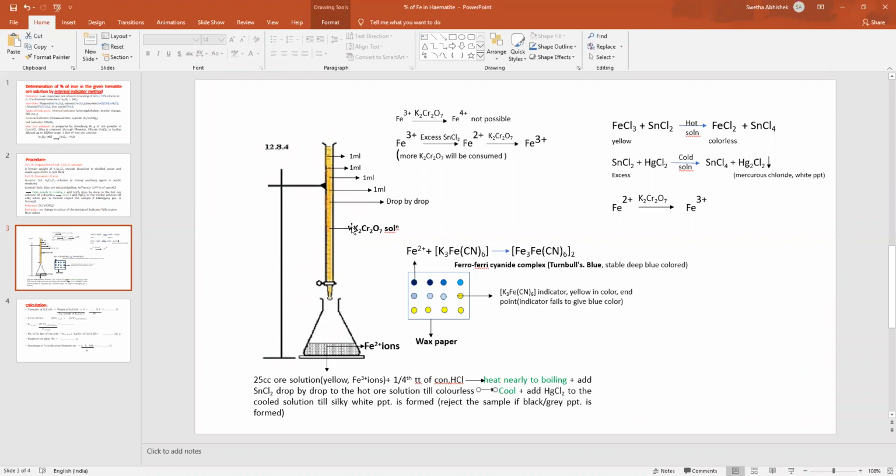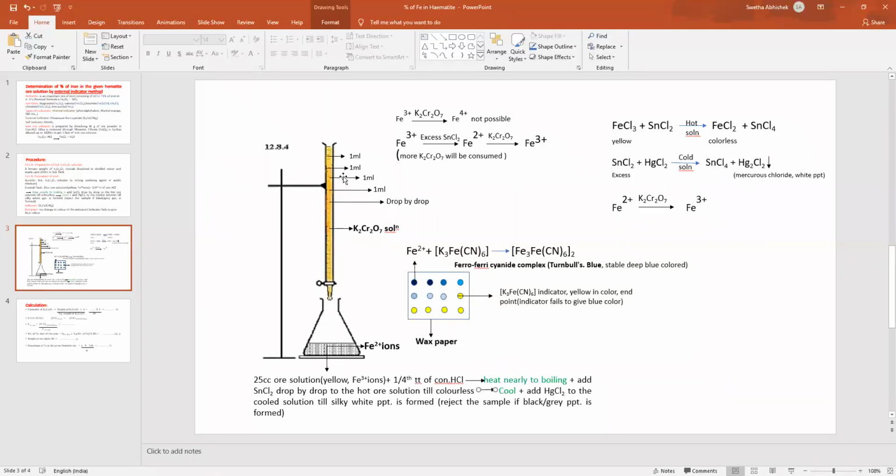K2Cr2O7 is a strong oxidizing agent in acidic medium. What does your ore solution consist of? Ferrous ions. Now start adding 1 ml of K2Cr2O7 at one stretch. In the beginning, 1 ml of K2Cr2O7 is added into the conical flask at one stretch. After adding 1 ml of K2Cr2O7, mix the reaction mixture thoroughly.